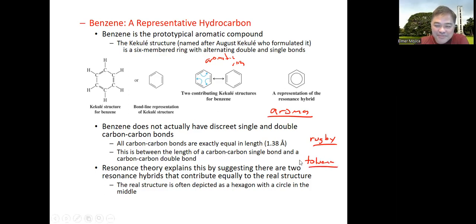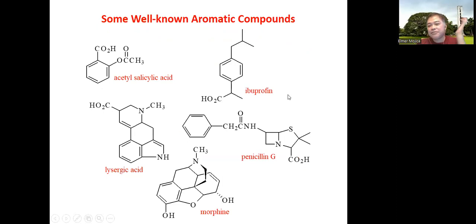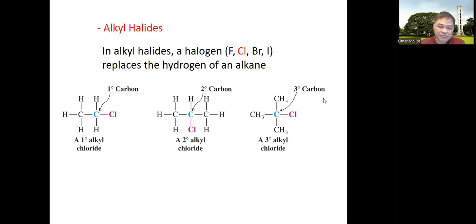Toluene. And toluene is just what? A methyl group in a ring. So among the compounds that have what we call aromatic ring: ibuprofen, penicillin, morphine, lysergic acid, and acetylsalicylic acid. So this is aspirin. Okay? Kita nyo lang yung tinatawag nating benzene ring, and you can say it's an aromatic compound.